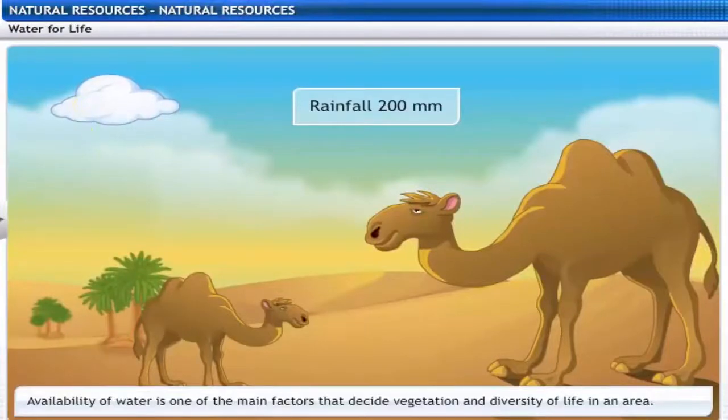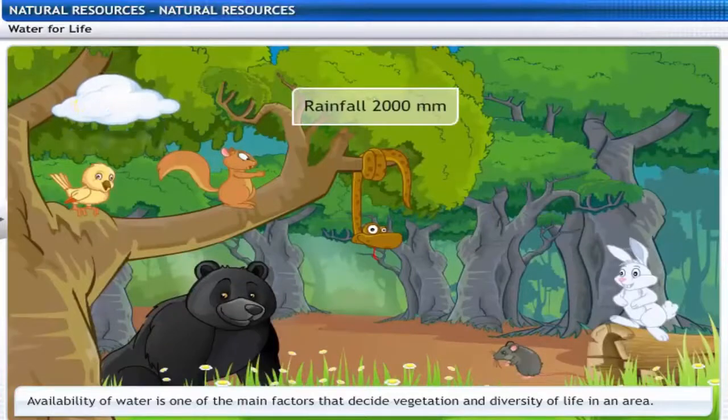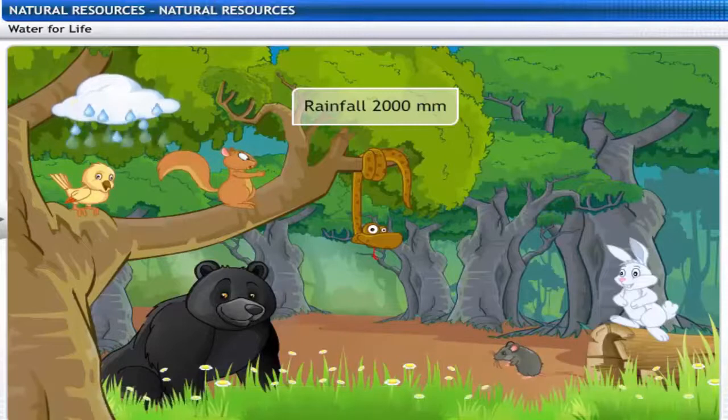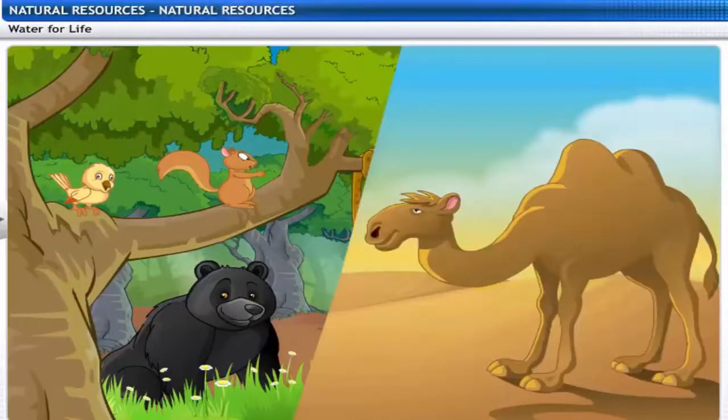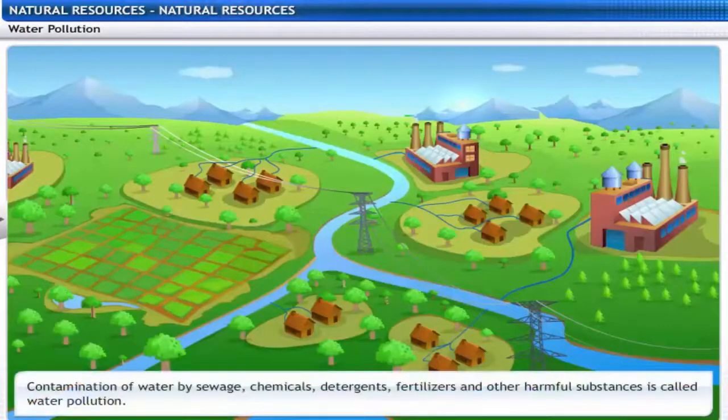The availability of water is one of the main factors that decide the nature of vegetation and diversity of life in an area. Water is essential for the survival of plants and animals, as cellular processes take place in a water medium. The contamination of water by sewage, chemicals, detergents, fertilizers, and other harmful substances is called water pollution.